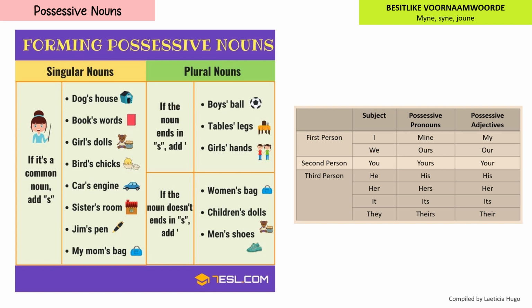Third person. He. Possessive pronoun, his. Possessive adjective, his. Subject of the third person, that's her. The possessive pronoun is hers, and the possessive adjective is her. Subject it. In third person, possessive pronoun is its, and possessive adjective is also its. Then they. The possessive pronoun is theirs, and the possessive adjective is their.